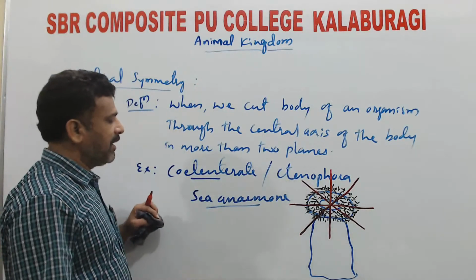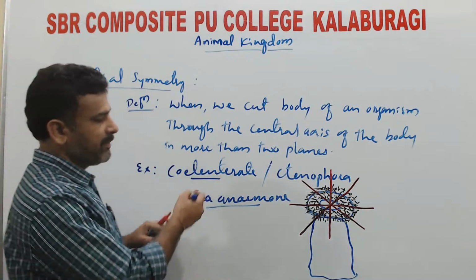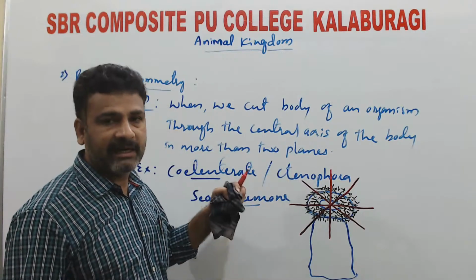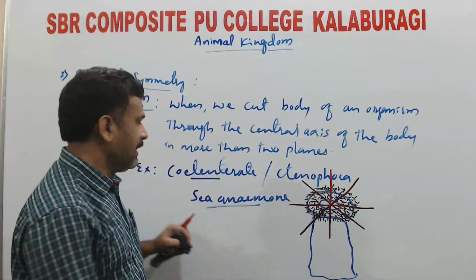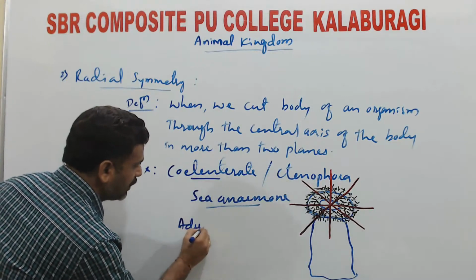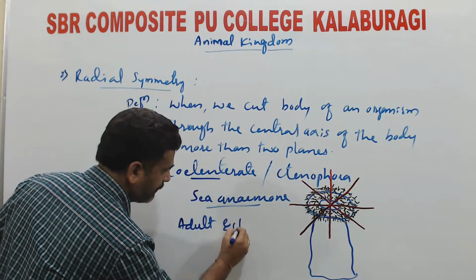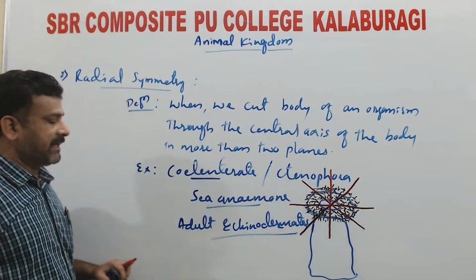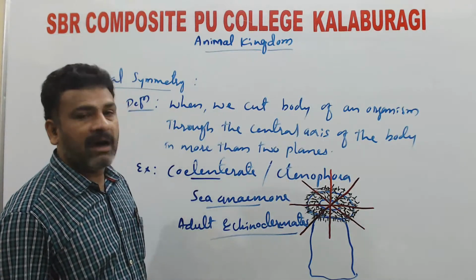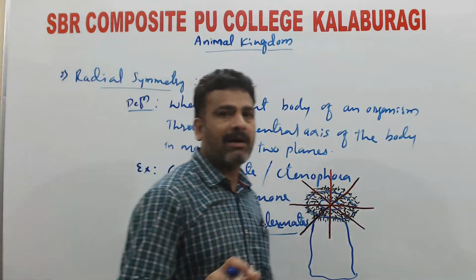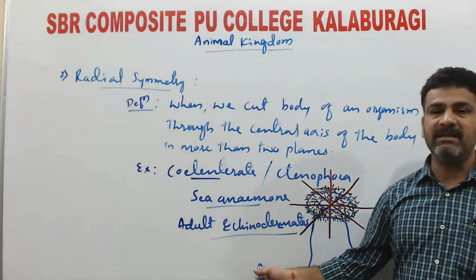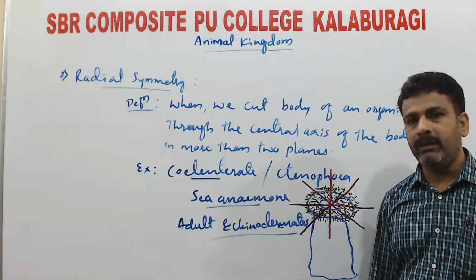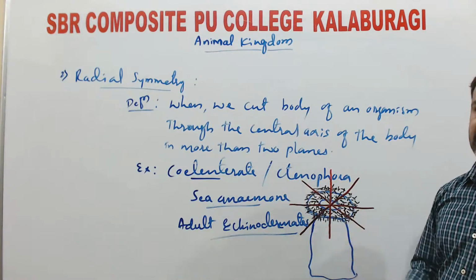So this is more commonly observed in the coelenterates. The individuals belonging to the coelenterata and the individuals belonging to the ctenophorans. But some ctenophorans exhibit radial symmetry, while some exhibit biradial symmetry. At the same time, the adult echinoderms. The adult echinoderms also exhibit radial symmetry, but not the larval ones. The larvae of echinoderms do not exhibit radial symmetry. They exhibit bilateral symmetry. So that is the example of radial symmetry.